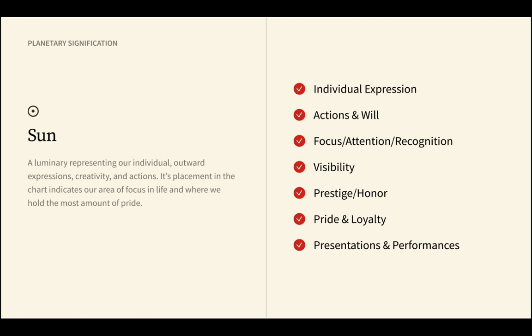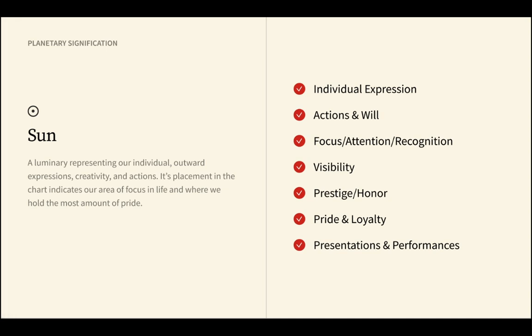First, I wanted to talk about the Sun and what it means first, its significations in astrology. So the Sun signifies our creative expression, our actions, our will. It represents what we put our attention and focus toward. And it also represents things that are visible, things that are prestigious and have honor, represents presentations and performances, and it also signifies things that we're most prideful and loyal to in our lives.